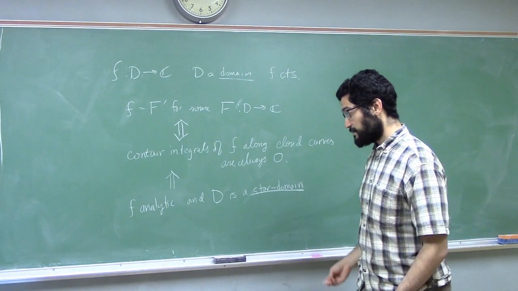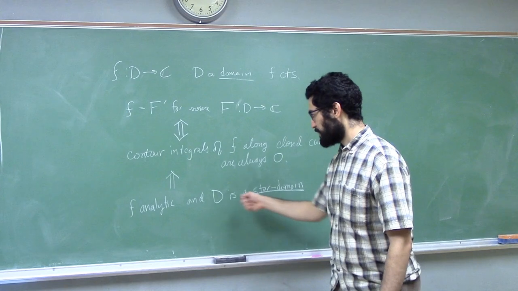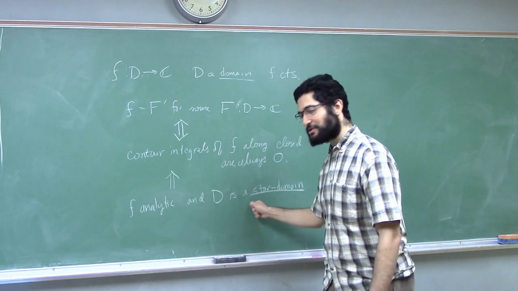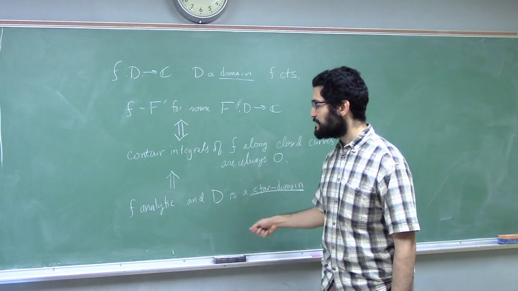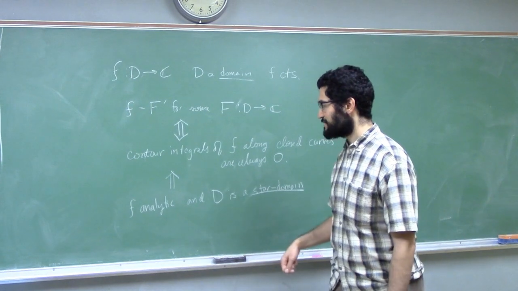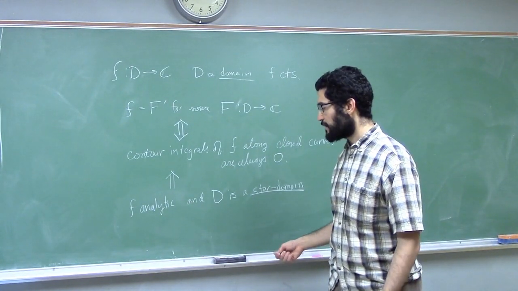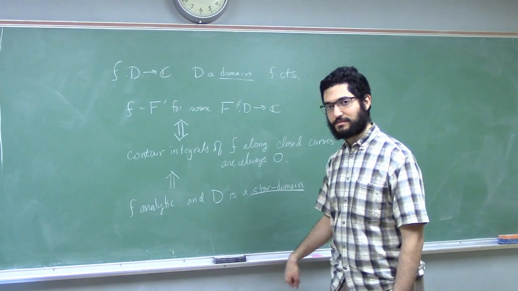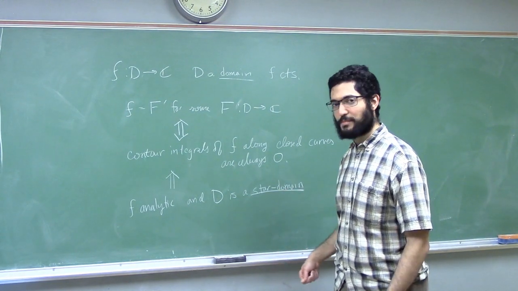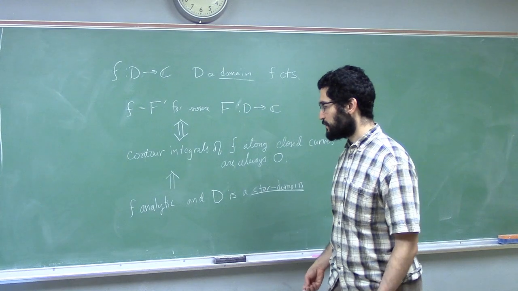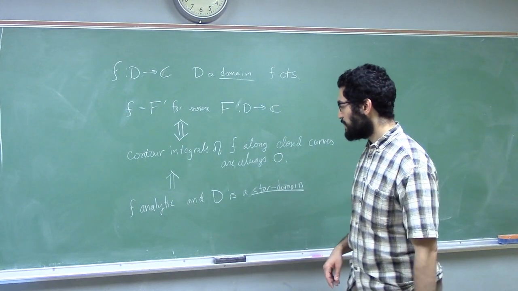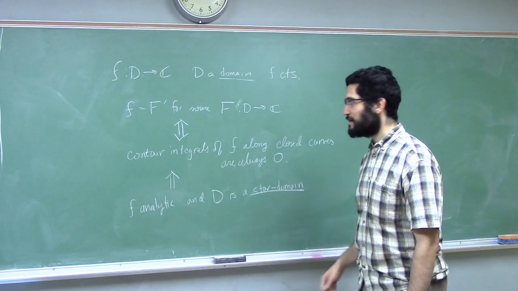All right, in order to run this proof for analytic functions on star domains, we're going to need to use triangular shaped paths, and we'll try to make a general argument for all closed curves by building off of our result for triangular shaped paths. Okay, so what is a star domain?